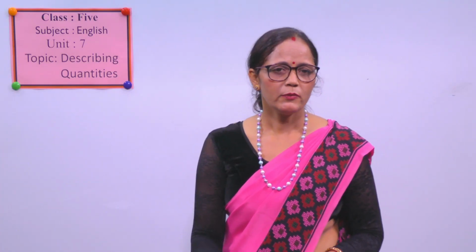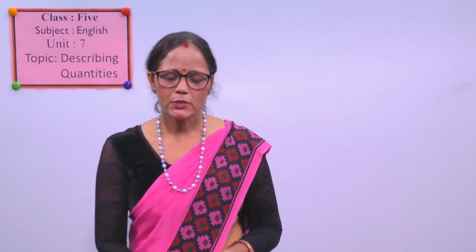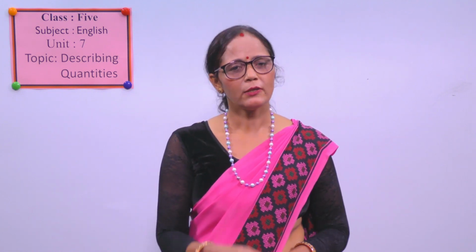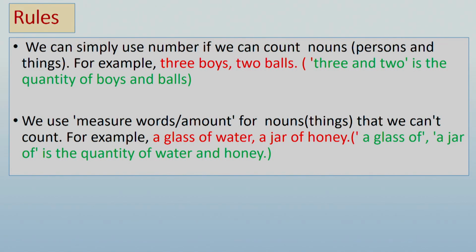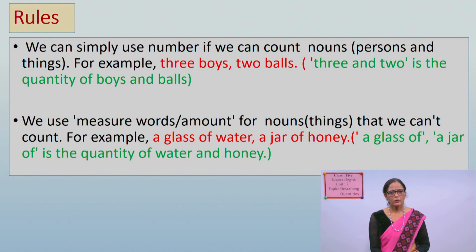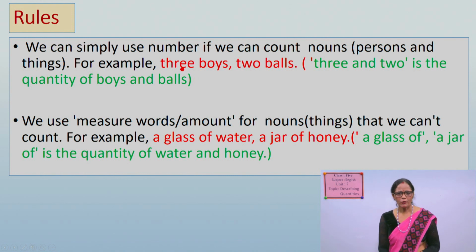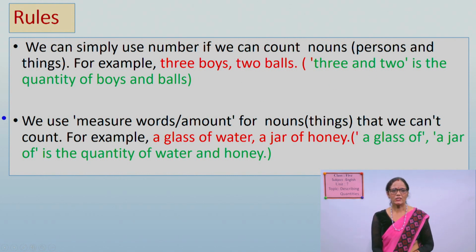If you still feel confusion, then look at the rules. We can simply use numbers if we can count nouns. Nouns means names of persons and things. So, for example, 3 boys and 2 balls. Here the numbers 3 and 2 are the quantity of boys and balls.